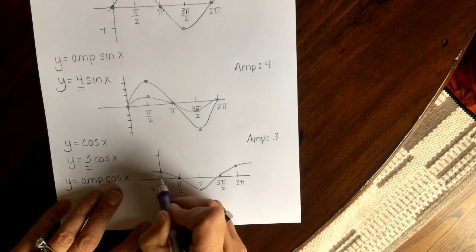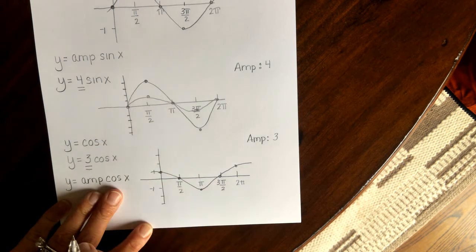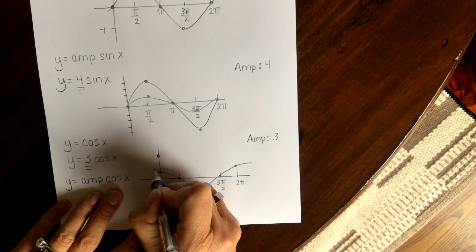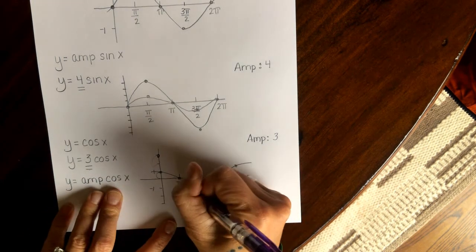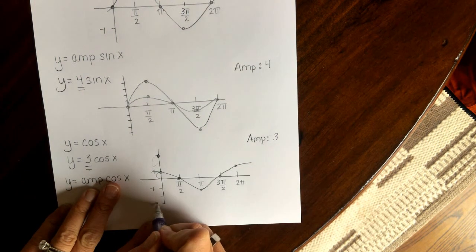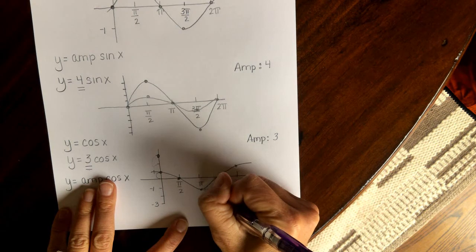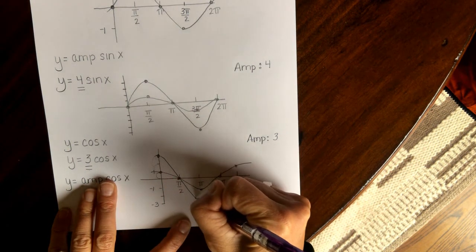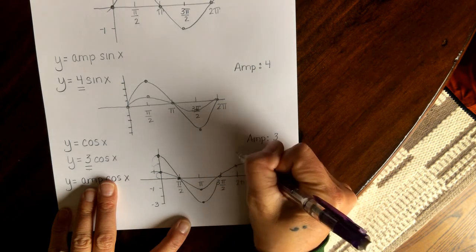Alright, so instead of starting at 1, which was my original amplitude, I'm going to start at 3. I have to make sure my distance is 3. 1, 2, 3. Perfect. And then my low, again, is 3 down from the midline. 1, 2, 3. So what it does is it stretches it out.